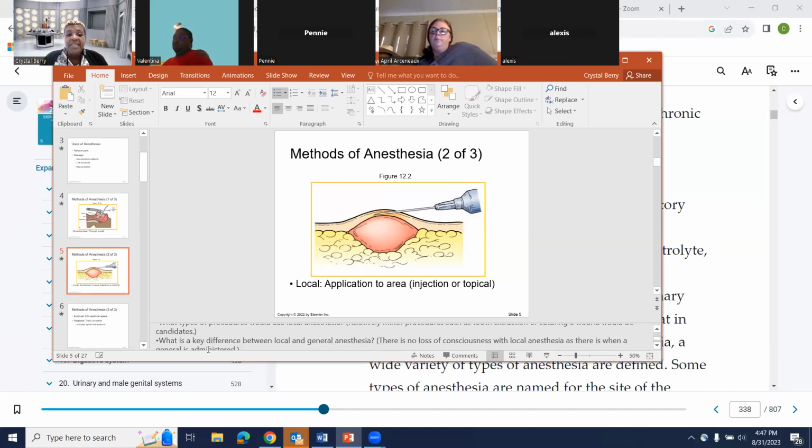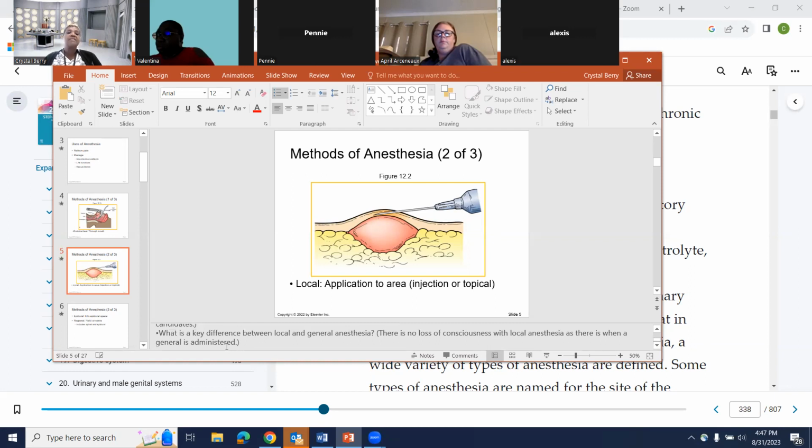And they have, what is a key difference between local and general anesthesia? There is no loss of consciousness with local anesthesia, and there is when a general is administered. So these are questions that will be on your test and exam, and in your questions when you're going through your book. So make sure that you're reading through these PowerPoint slides.